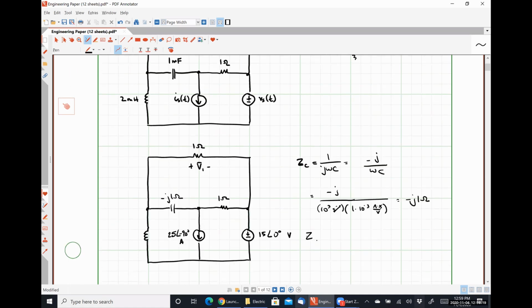For our inductor, the equation did not change from the last problem. j omega L, omega 10 to the 3. L is 2 millihenries. And so this should give us positive j2 ohms.